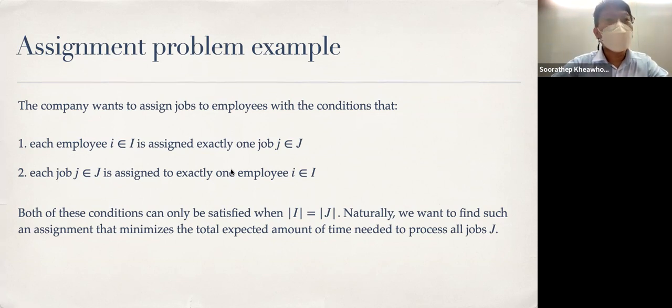And X should take only 0 or 1. Because true or false? No, 0 or 1. If not 0, it should be 1. 1 represents true, 0 represents false. You got the point? No?